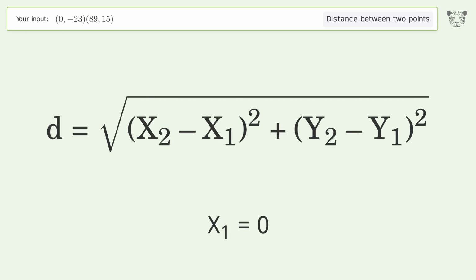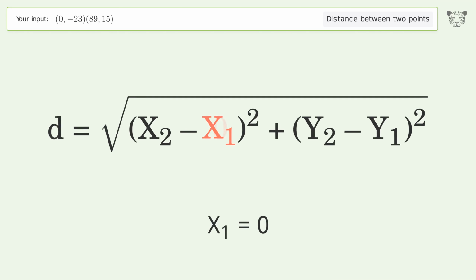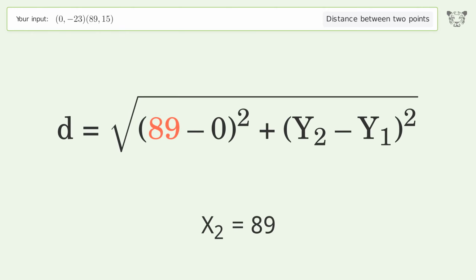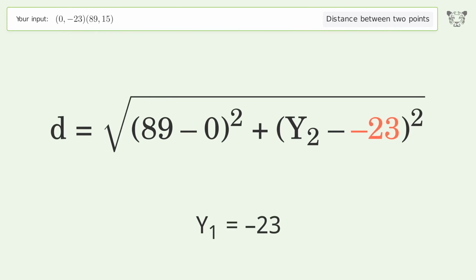x1 equals 0. x2 equals 89. y1 equals -23. y2 equals 15.